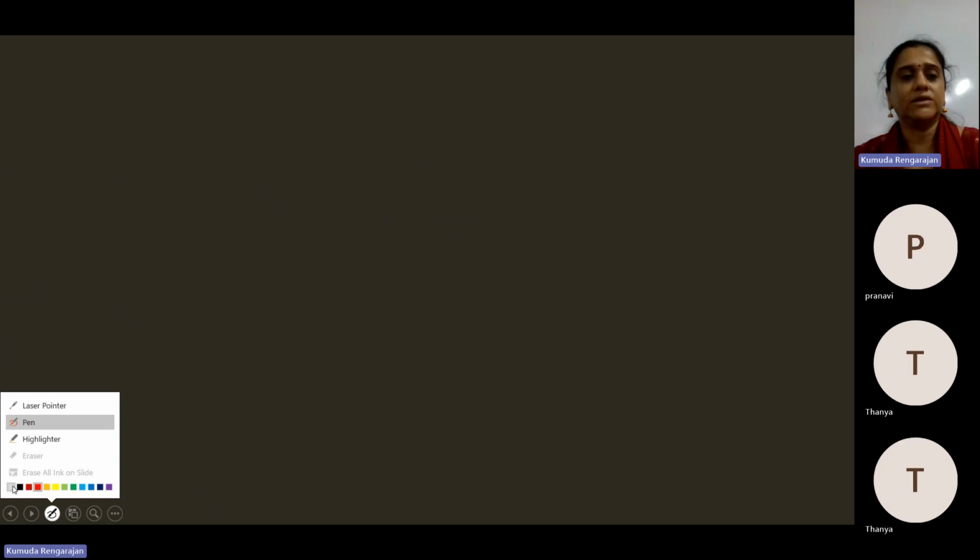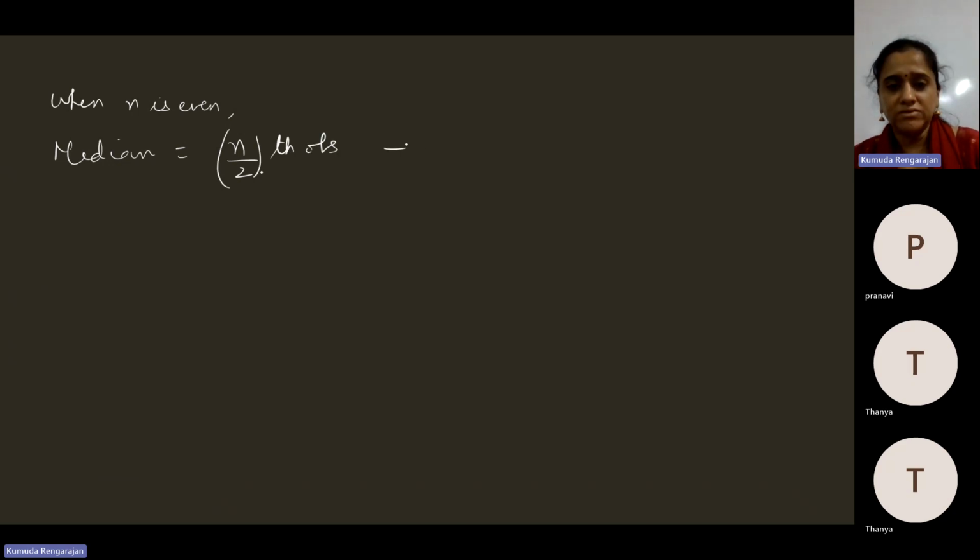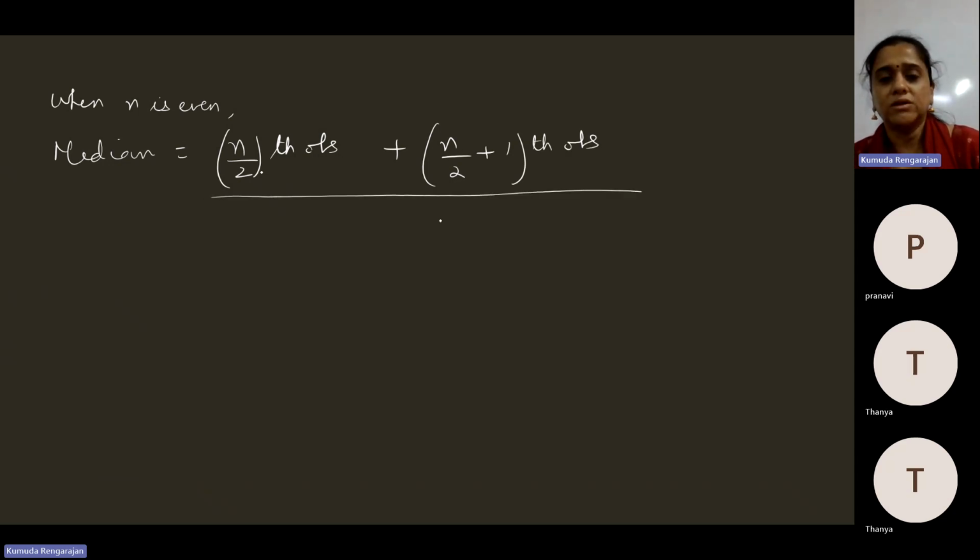So when n is even, median is equal to n by 2th observation plus n by 2 plus 1th observation, divided by 2. N by 2th observation plus n by 2 plus 1th observation, by 2.